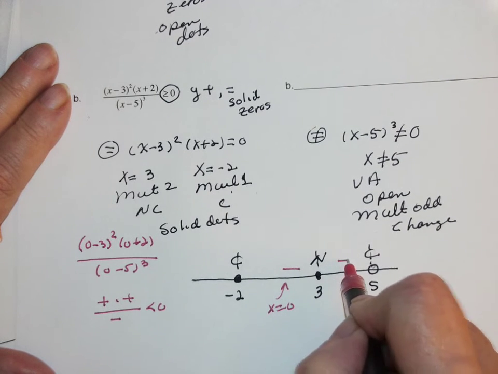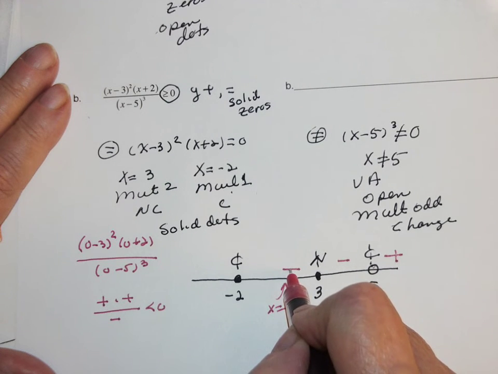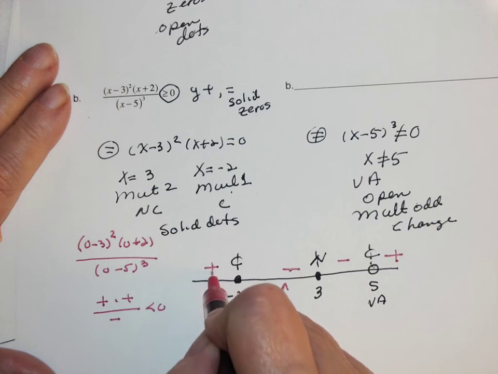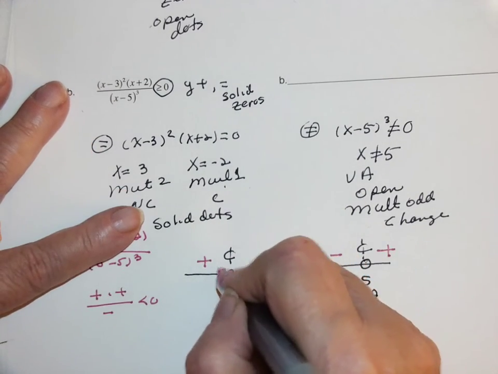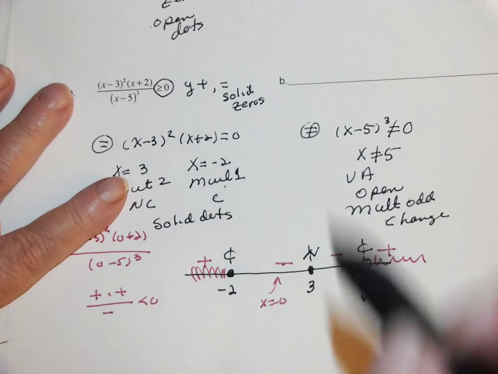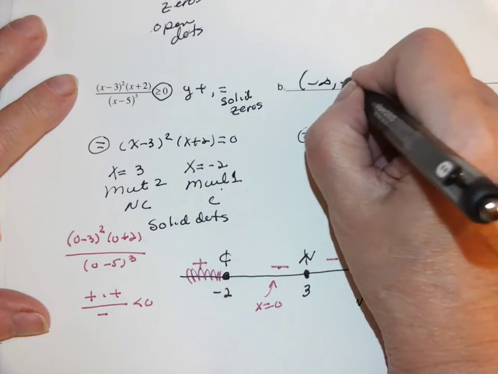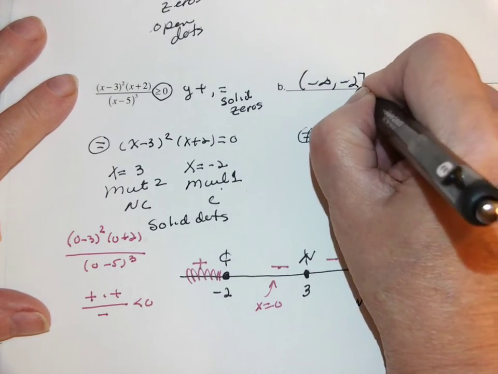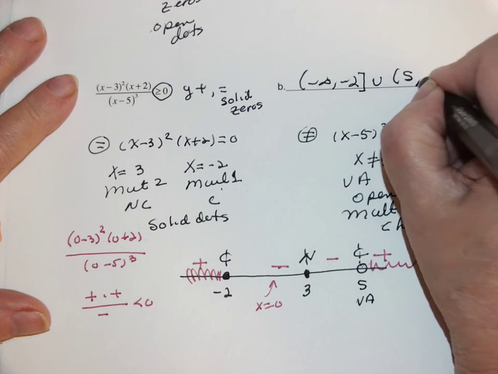No change, negative. Change, positive. Negative, change, positive. And I'm looking for positives. So it would be minus infinity, negative 2, solid dot, open dot, 5, infinity.